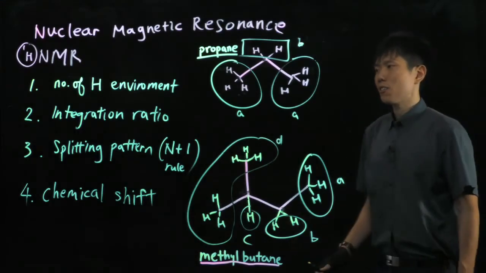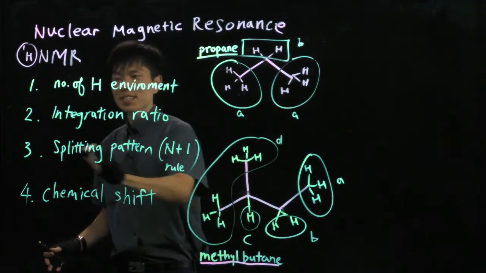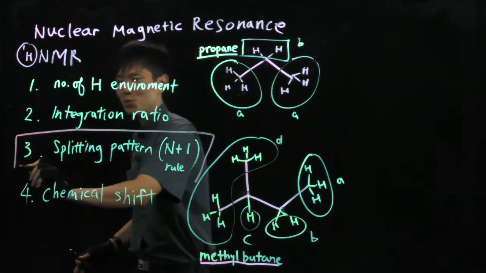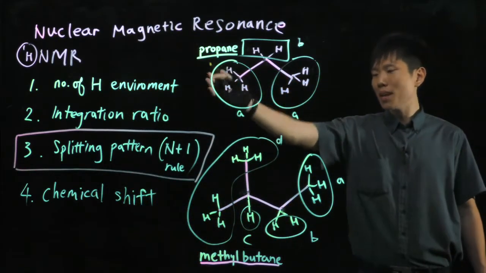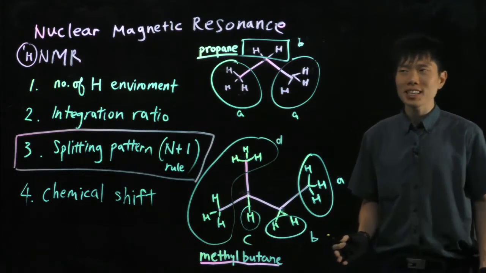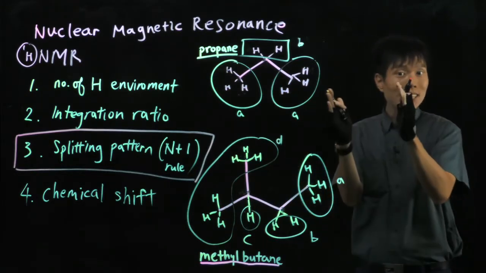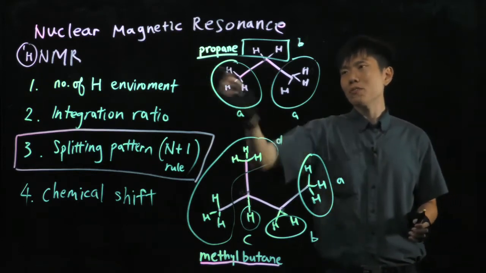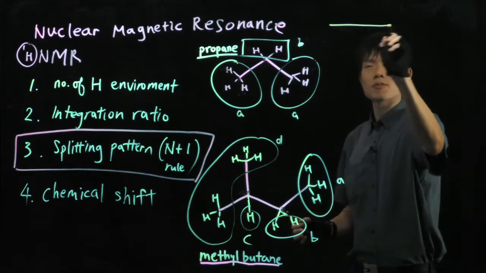So over here, we'll be looking at point number 3 of NMR, the splitting pattern, using what we call the N+1 rule. Using the same examples, propane and methylbutane, I'll be going through with you how to find the splitting pattern of each of the peaks that we have seen just now. Back to propane first. Let's do an easy one. There are 2 signals, right?